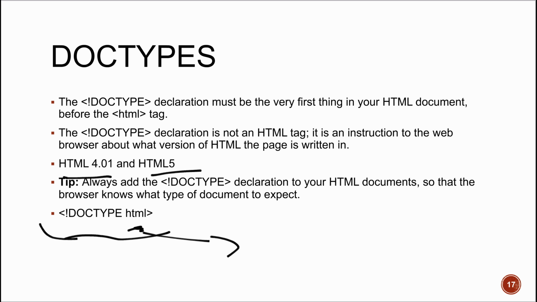Okay, so like I said, the first thing you need to do when you are creating a web page is to specify the doctype. And the doctype, what does it do? It basically just tells you the version of HTML that you want to use. Okay, that's what doctype is all about.